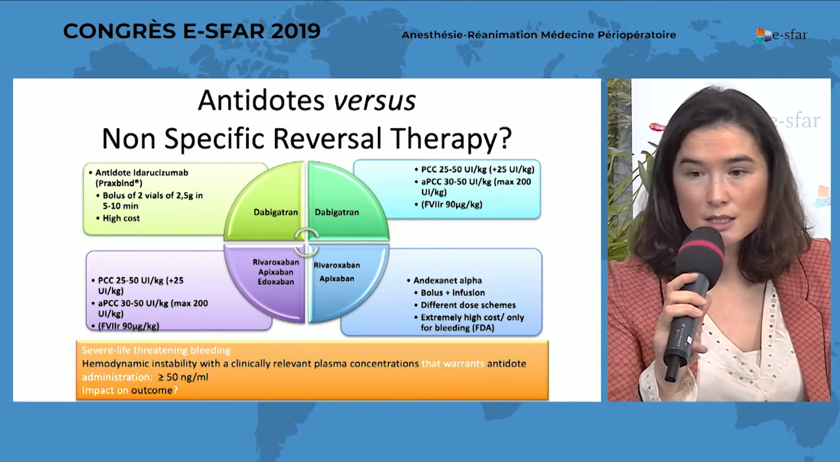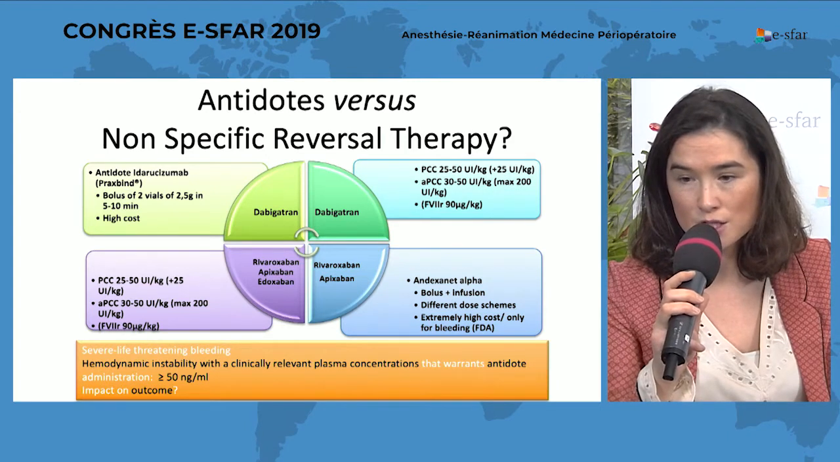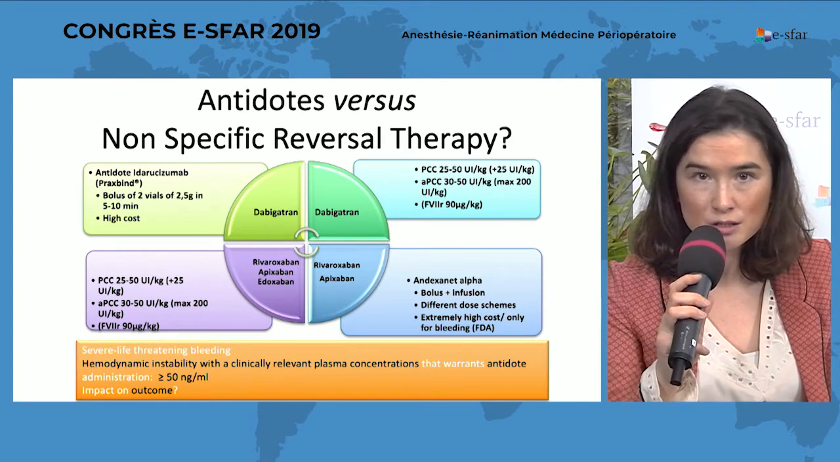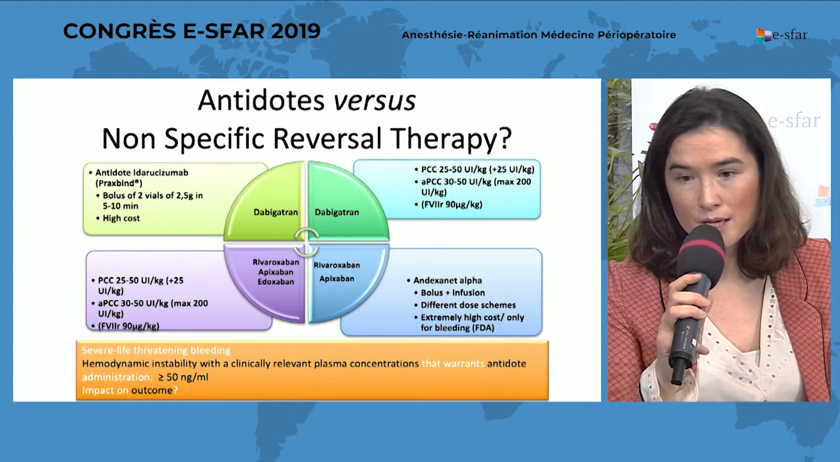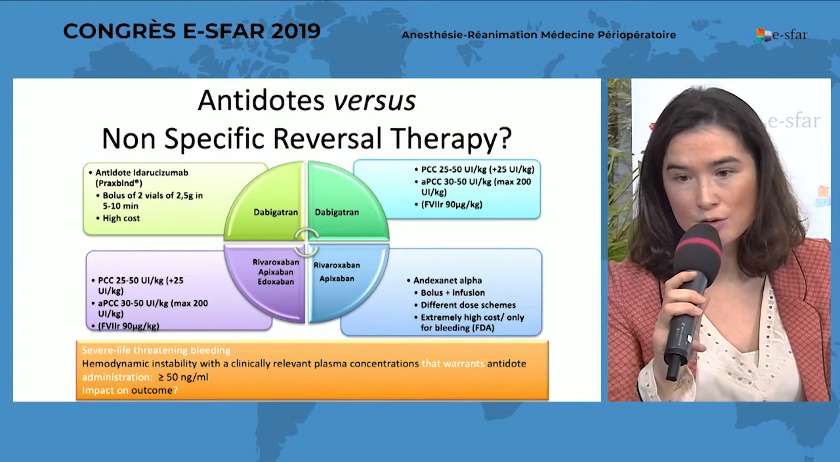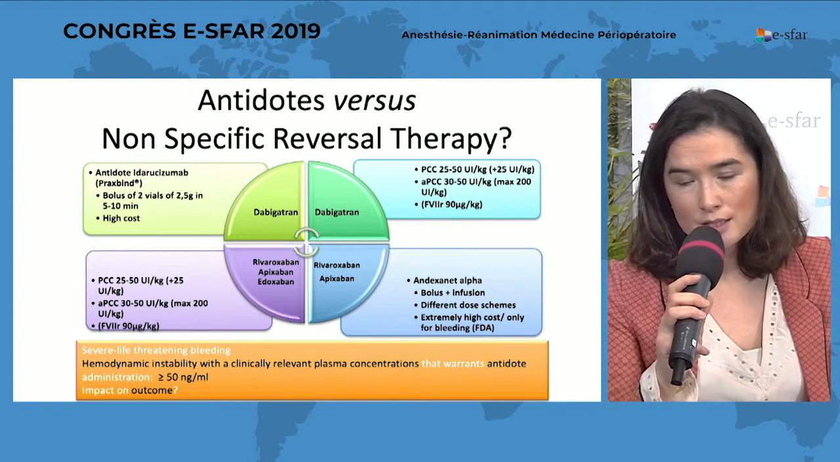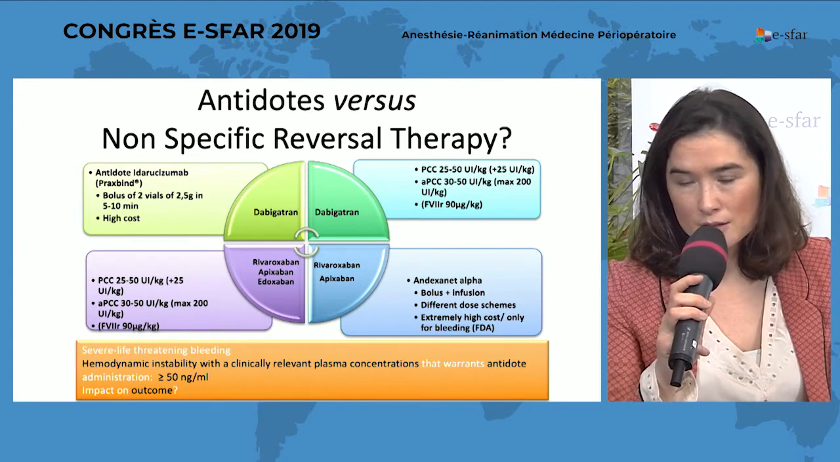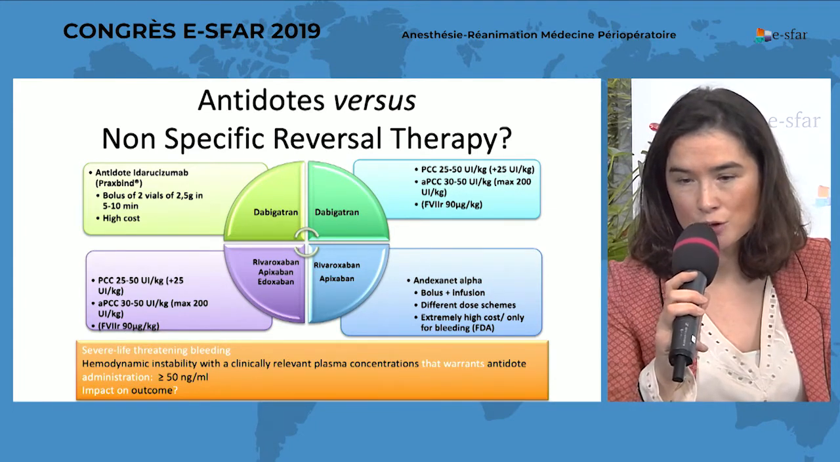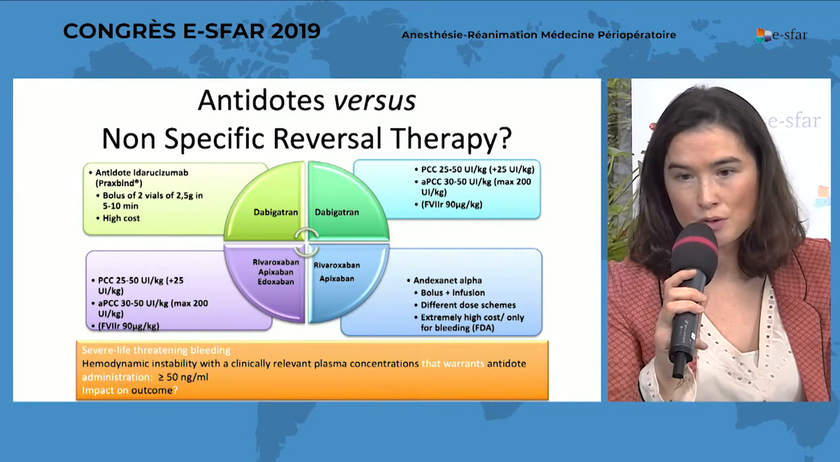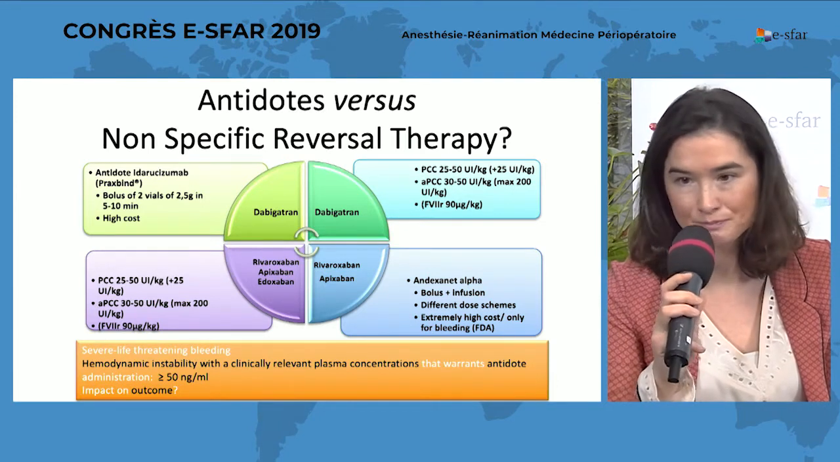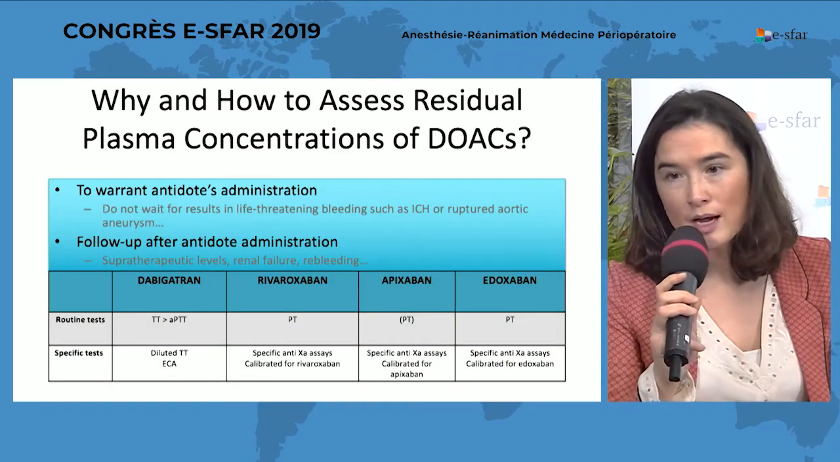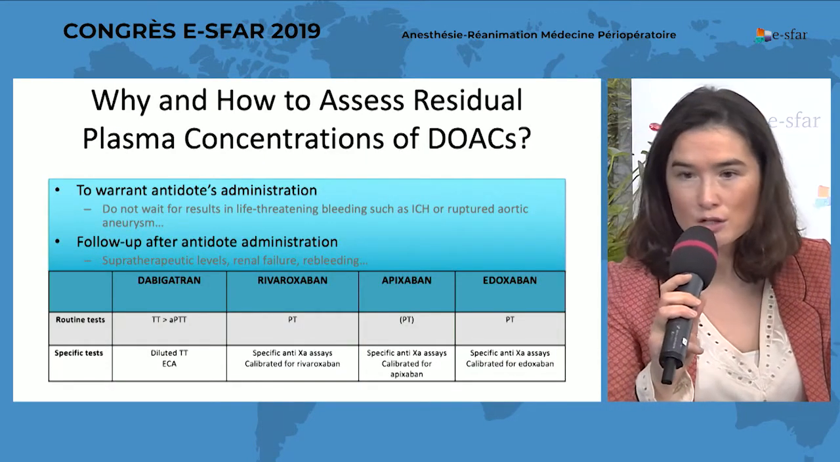Hemodynamic instability with a clinically relevant plasma concentration that warrants antidote administration is considered by experts to be over or equal to 50 nanograms per ml. But there is not much evidence to prove that this threshold is enough. So the important question is, of course, what is the impact on the outcome of the patient? So why and how to assess residual plasma concentration of DOACs?